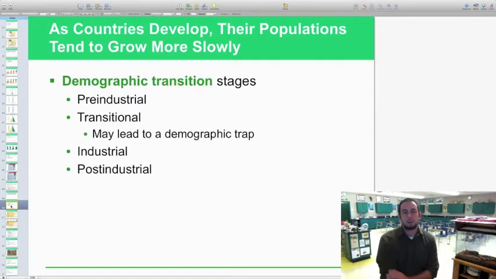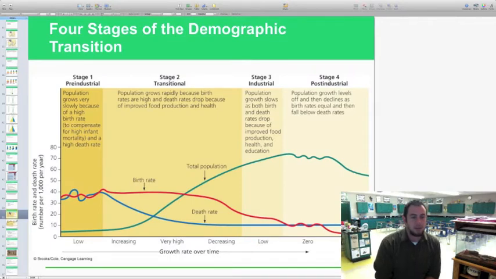So as countries develop, their populations are going to tend to grow more slowly, hopefully. And they're going to go through 4 different stages. These are the demographic transitional stages. You might want to know these for our quiz, as well as possibly the AP exam. They are the pre-industrial, the transitional, which may lead to a kind of demographic trap of being stuck in a situation, industrial, and then post-industrial.